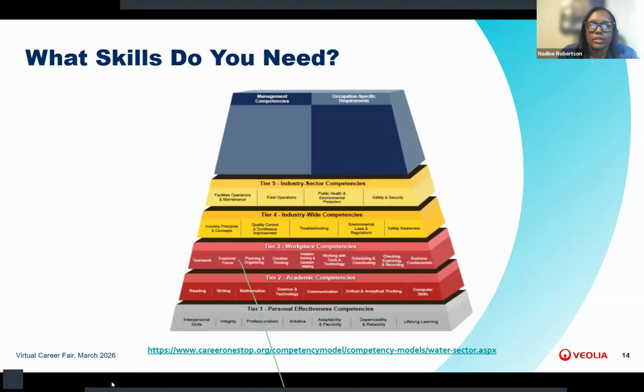Hubert, are there any other skill sets that you think are essential to our industry that you would like to touch on?